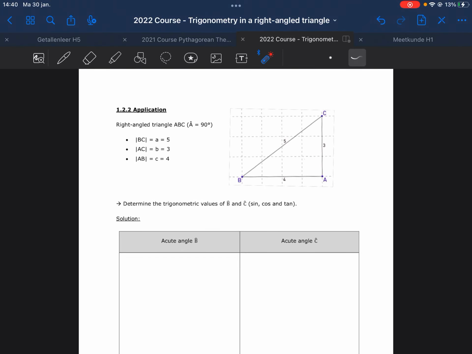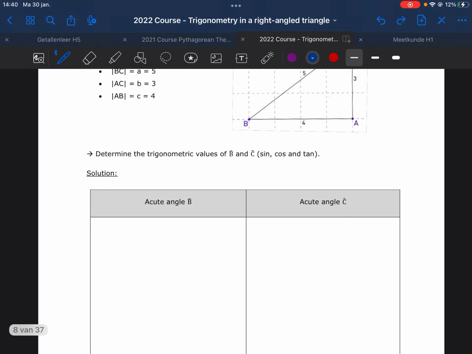On the next page, we've got a right angle triangle with right angle sides of 3 and 4 and a hypotenuse of 5. Now, what do we have to do? We have to determine the trigonometric values of both acute angles, so of B and C. Let's start off with B right here. So what we have to do is determine the sine, the cosine, and the tangent.